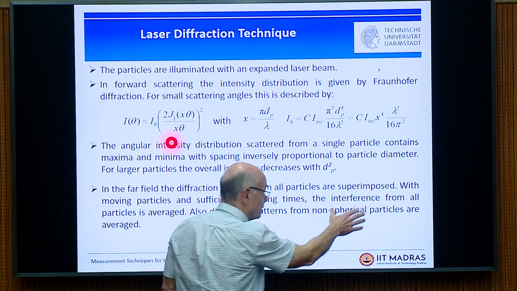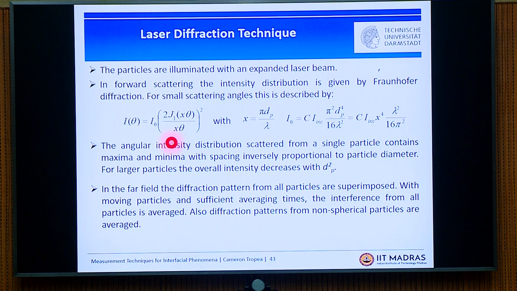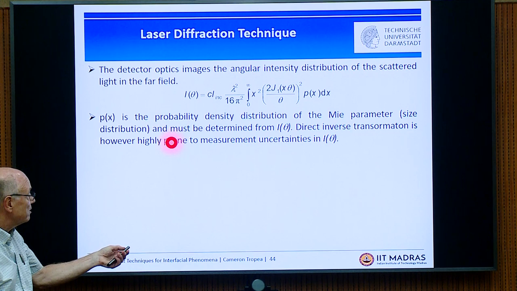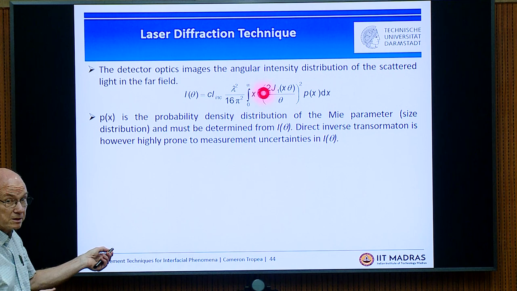And then if a lot of particles go through, then you get some sort of an average. By the way, you can't measure the velocity of these particles. You don't know anything about number density or anything like that. Okay. So what would happen is if you averaged over a large number of particles, then here's the probability density distribution of particle size.